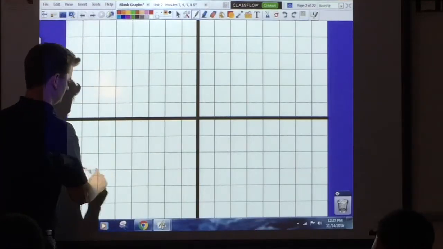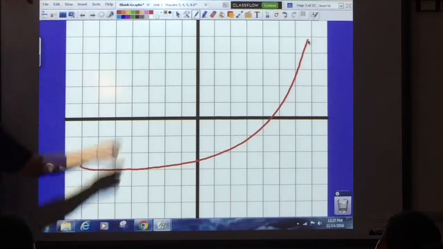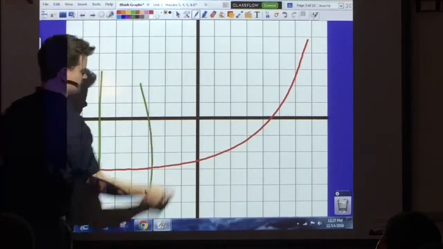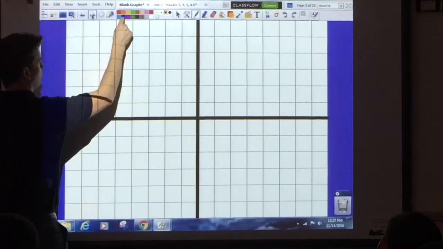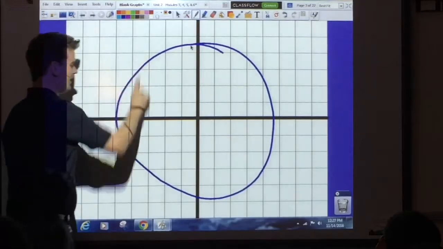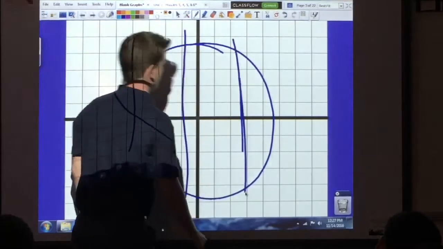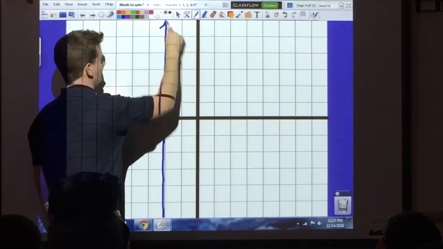What about that? Is that a function? Yes, it is, because it doesn't matter where you draw a vertical line. It passes, passes, passes the vertical line test. What about a circle? No, obviously not. Fails, fails, fails.